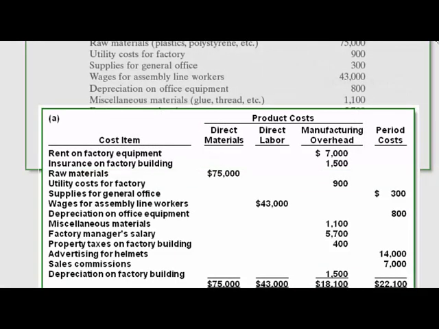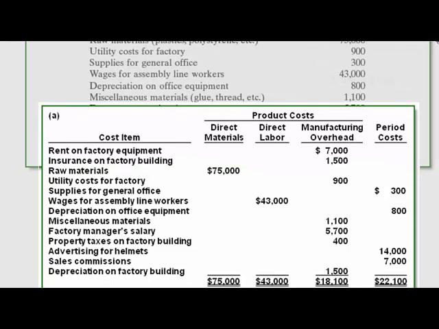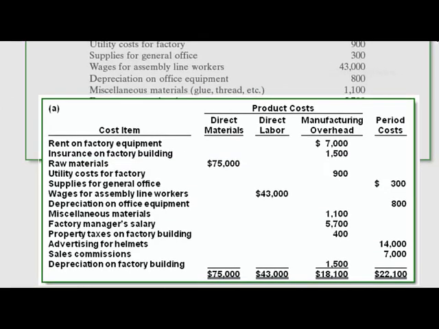Okay, now looking at this slide, near the bottom you can see how we've worked Part A. You can see that rent on the factory equipment shows up under manufacturing overhead because it is neither a direct material nor a direct labor item. It's an item that can't be strictly identified to the product in a direct relationship such that you would find with direct materials or direct labor. Insurance on the factory building is also manufacturing overhead, but raw materials would be considered direct materials.